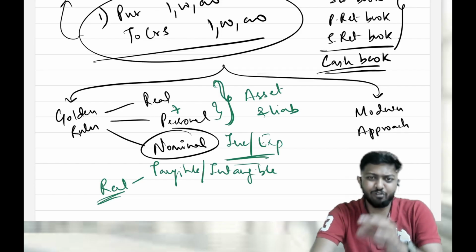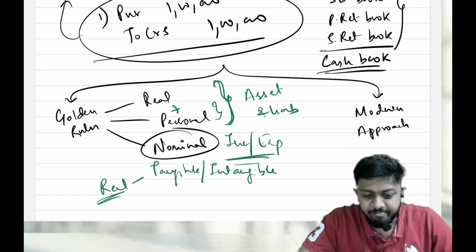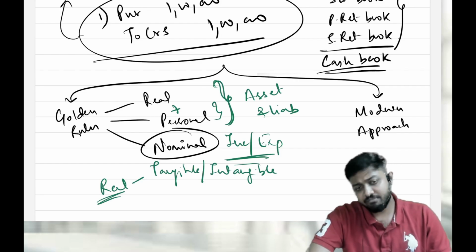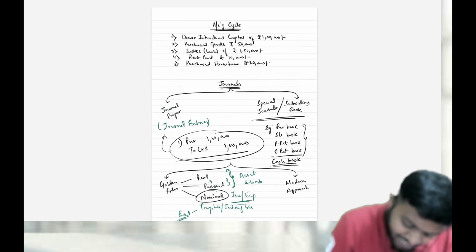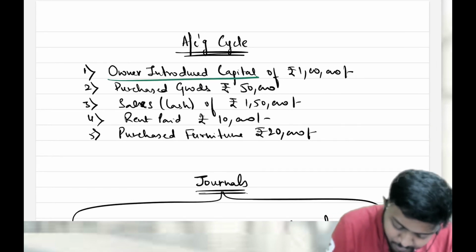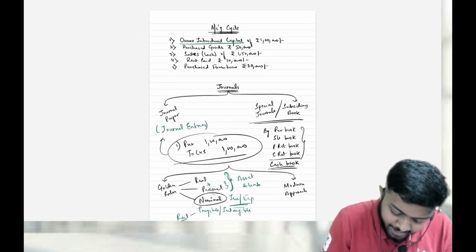So I will show you the first transaction via golden rules, because we'll be mostly using the modern approach. For your understanding, I will show the first transaction via golden rules only. Owner introduced capital of 1 lakh. So let's start recording journal entries. Only the first one I'll do via golden rules.